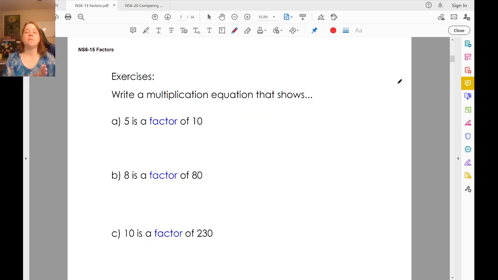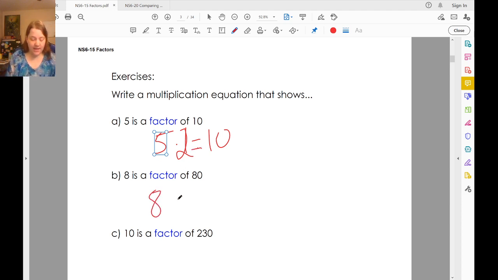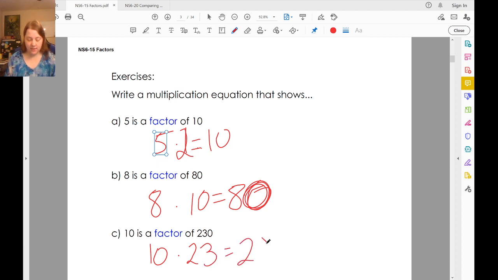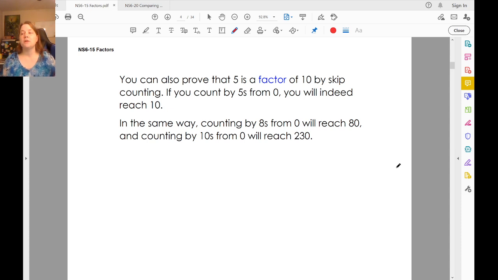So if I want to write a multiplication equation that shows 5 as a factor of 10, I would multiply 5 times 2 to get 10. I would multiply 8 times 10 to get 80. And I would multiply 10 times 23 to get 230. If you're wondering how I got that so fast, don't forget that multiplying by 10 just adds a 0 to a number.